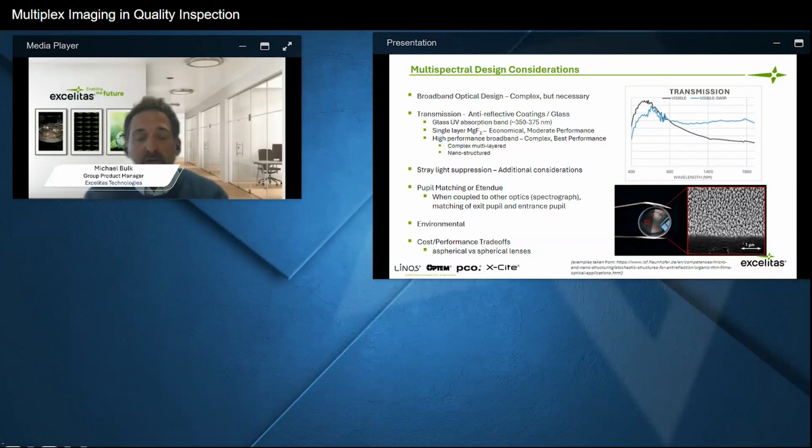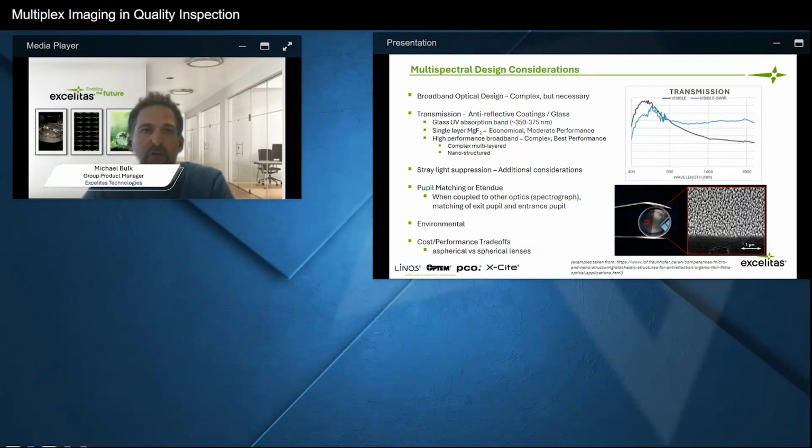Stray light can also be a concern, and sometimes with longer wavelengths or different wavelengths, you have to consider different techniques. So you may use different materials or baffling designs that have to be taken into consideration so that these won't impact the quality of your image.